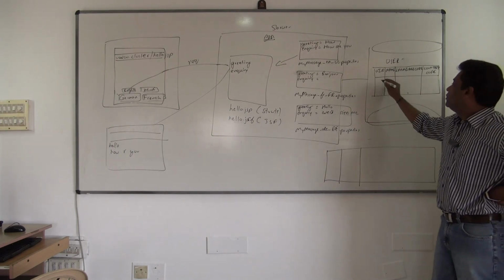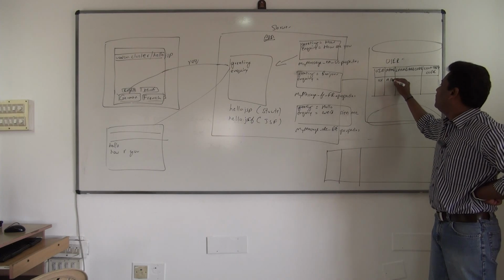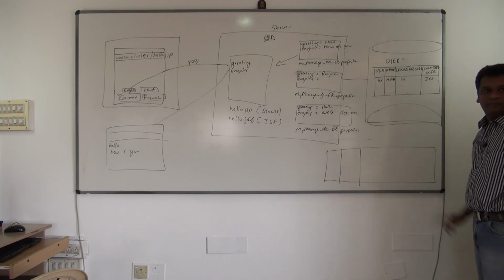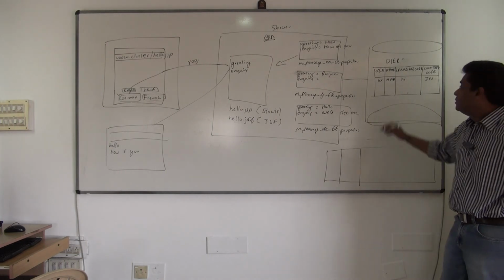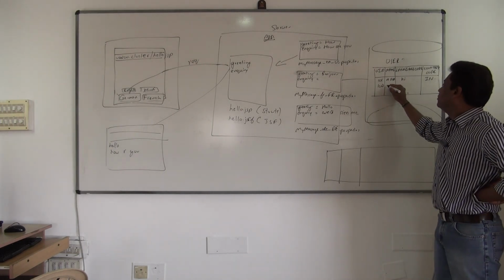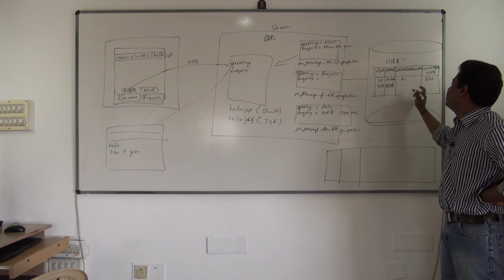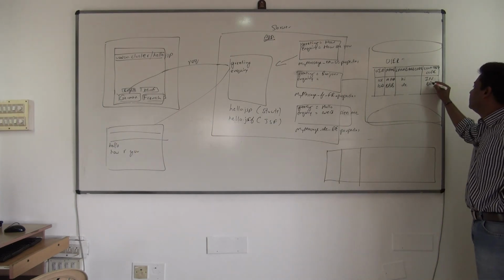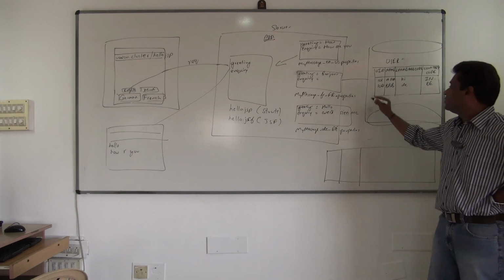Understood? So user ID is 101, name is AAA, he speaks Hindi, fine, and he is from India, fine. Understood? Same way 102, BBB, one more user. Okay, he speaks German and he is from Germany. Sorry, yeah, D. One more user, 103.